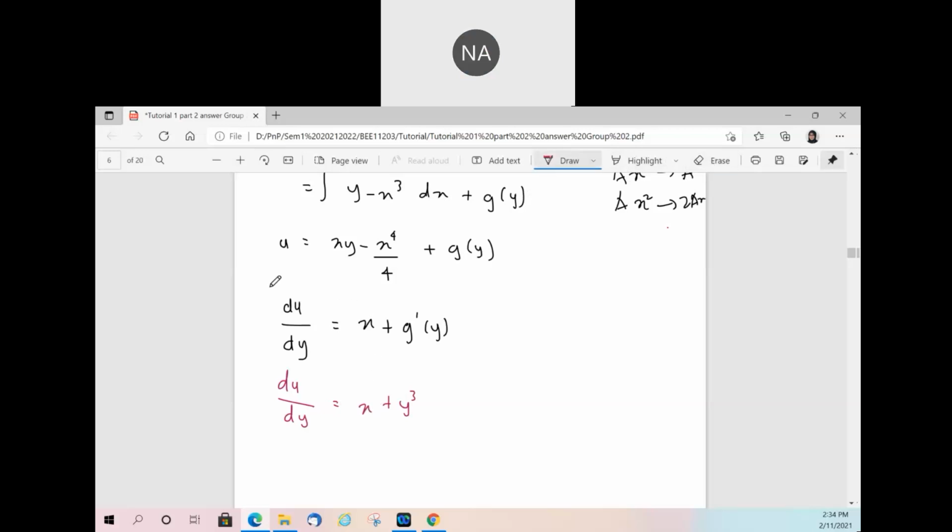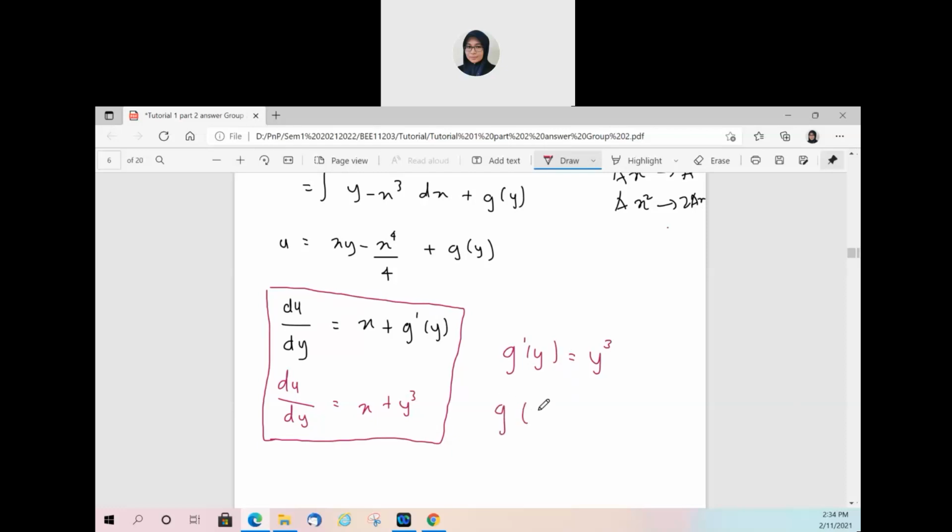You compare this. Okay, what is G prime Y? G prime Y equals to Y kuasa 3. Okay, so you have G prime Y equals to Y kuasa 3. Now you have to find GY. From G prime to GY, what should you do?